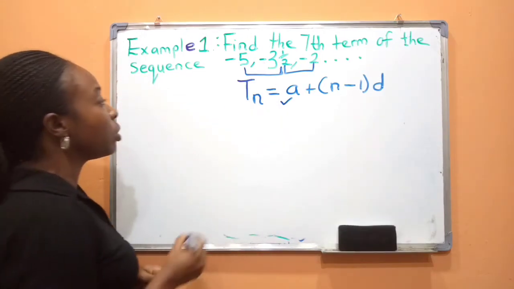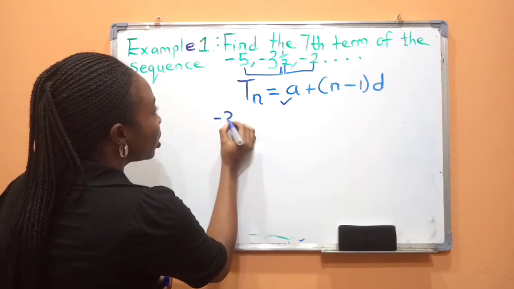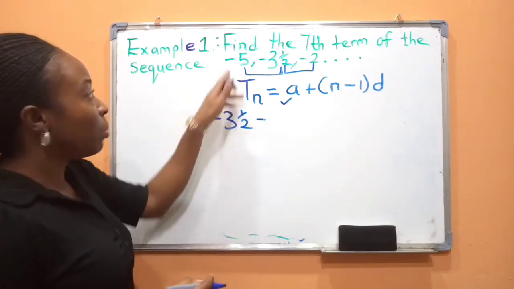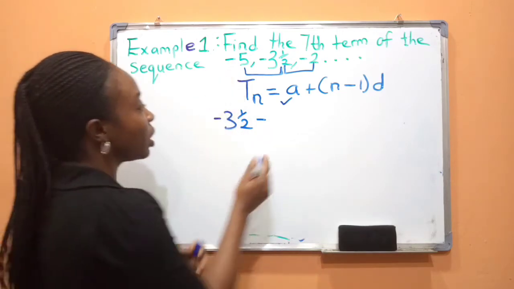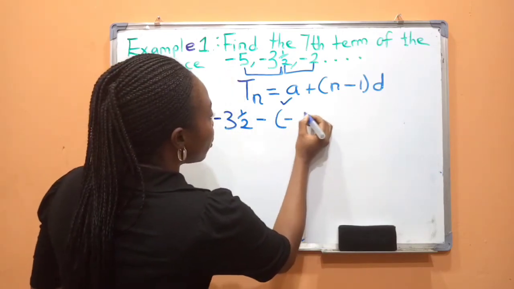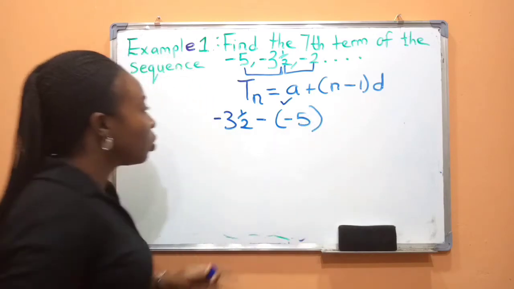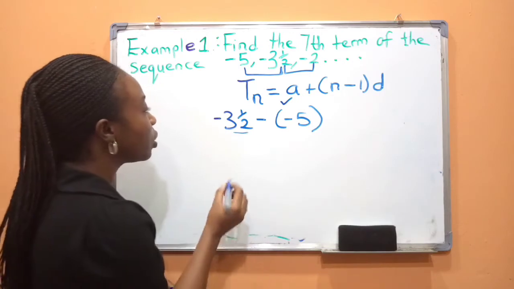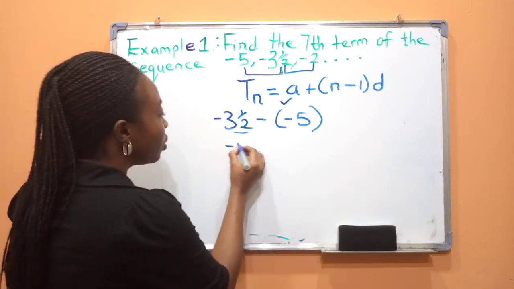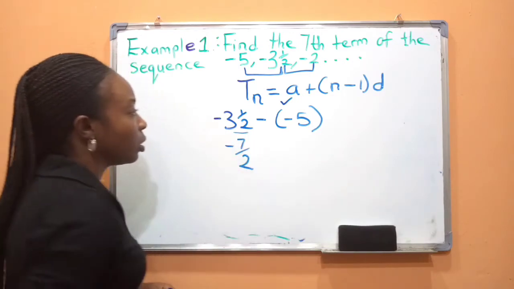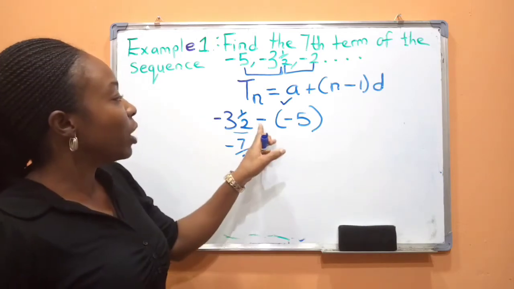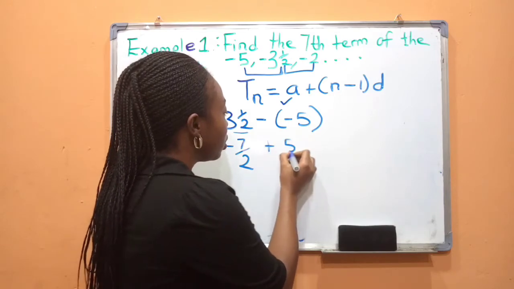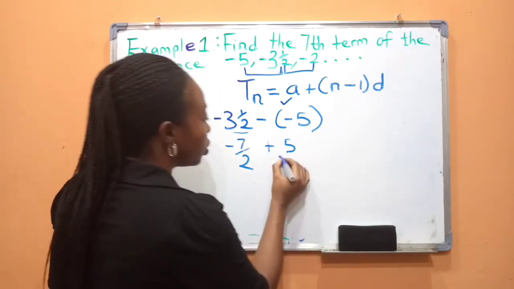In order to find the common difference, we are going to say minus 3.5 minus minus 5. You have to be careful of the signs here. So when we do this, the next thing we are going to do, let's convert this to an improper fraction. We're going to have minus 7 over 2. Then minus times minus gives us plus, so we're going to have plus 5. Now that we've gotten this, we can go ahead and solve.